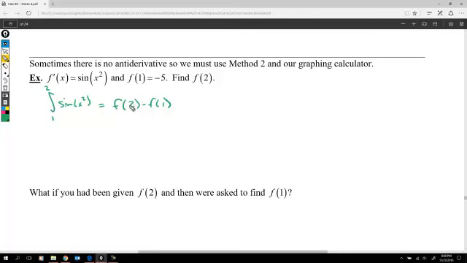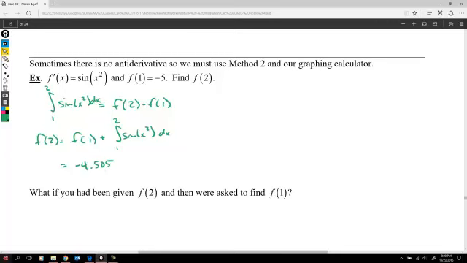I want to know what f of 2 is. That means that f of 2 is equivalent to f of 1 plus the integral from 1 to 2 of sine of x squared dx. Bad boy, I didn't put dx. Okay, dx. Now this is something I don't know how to do by hand, so I have to put this into my calculator. And so I end up getting negative 4.505 once I do.